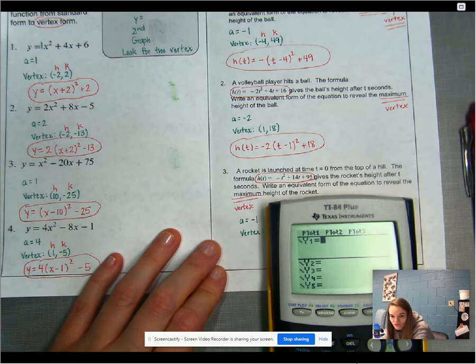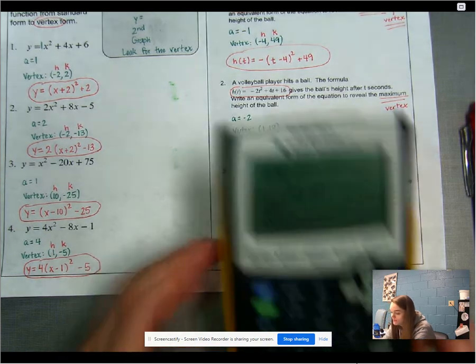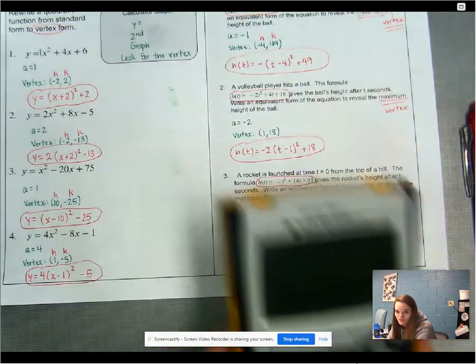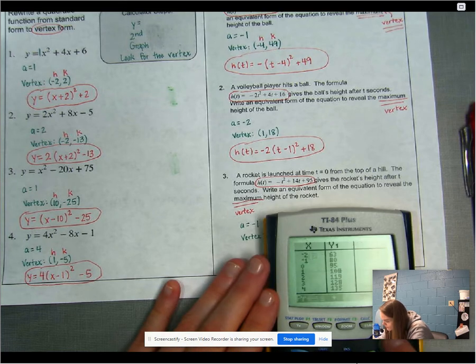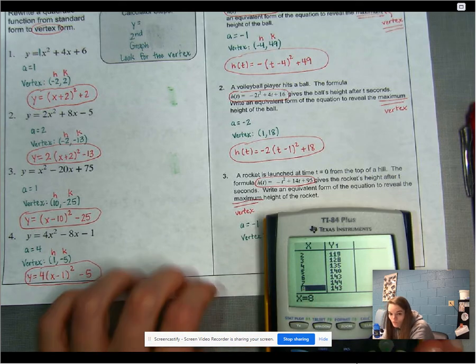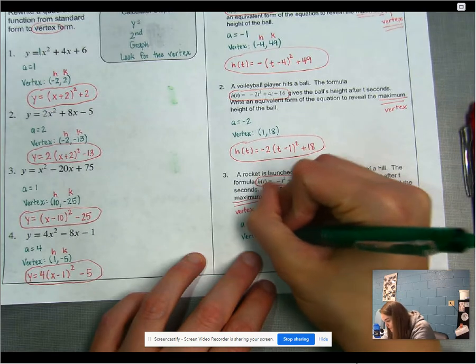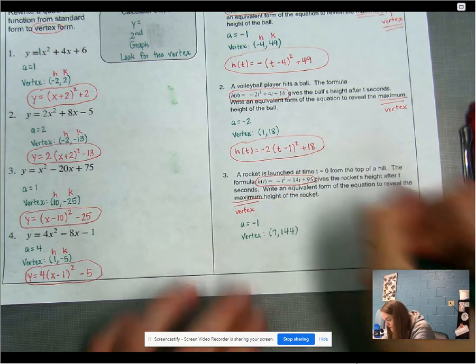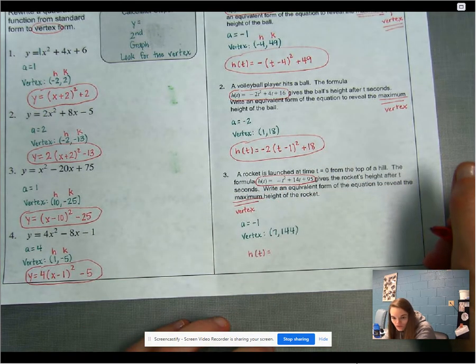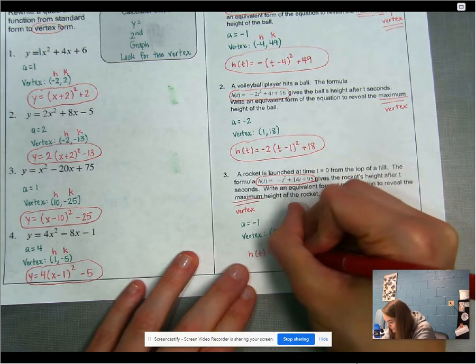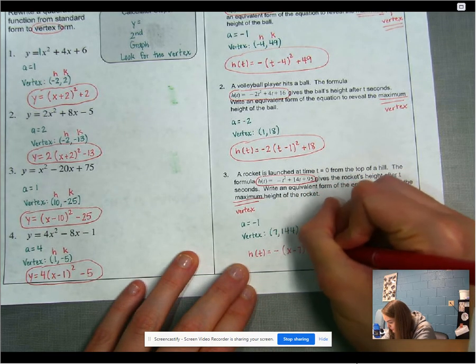Y equals, clear this out, negative x squared. By the way, make sure you're using negative. If you use minus, it's going to give you an error. Plus 14x plus 95, second graph. It's a rocket, so I'm kind of expecting a big number. Yeah, 144, 144. Okay, h of t equals negative, parentheses, x minus 7 squared plus 144.